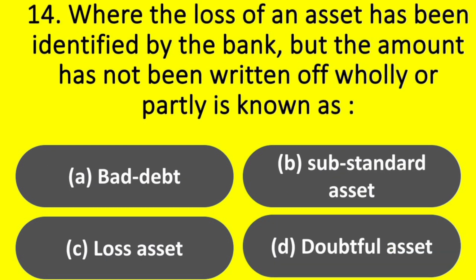Question. Where the loss of an asset has been identified by the bank but the amount has not been written off wholly or partly is known as: option A, bad debt; option B, substandard asset; option C, loss asset; option D, doubtful asset. Answer: option C, loss asset.